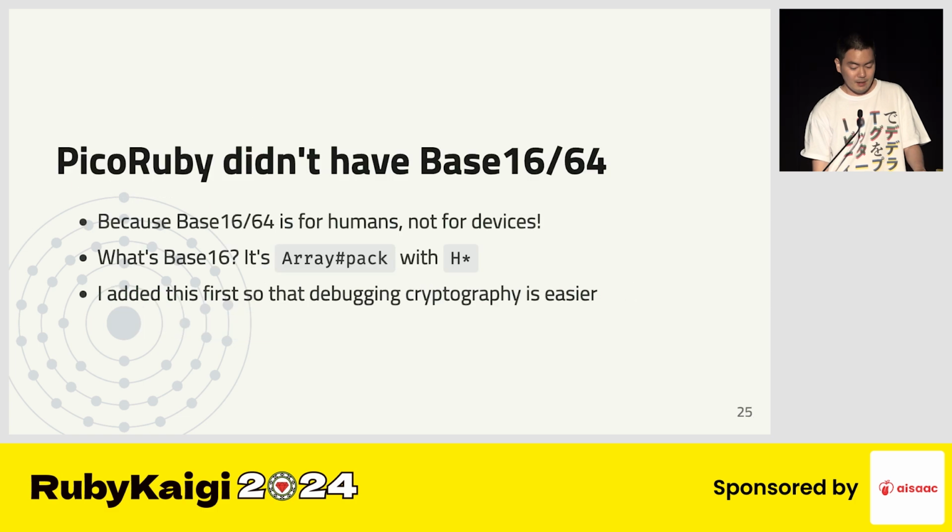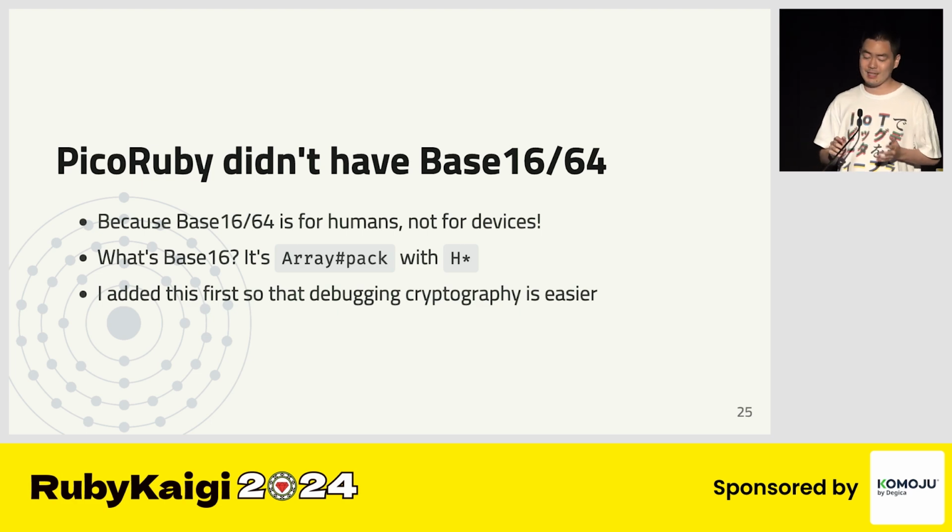r2p2/include/mbedtls.config.h. And then when developing cryptography, you want to be able to see the encrypted content, which is a binary string. So we use base 16 or base 64 to see through the binary. But PicoRuby didn't have them. Why? Because base 16 and base 64 are for humans, not for machines. We don't have enough space for human friendliness in the embedded world, so we didn't even have them. So I added this first so that debugging crypto is easier. The base 16 and 64 mrbgem is a simple example if you want to go into mrbgem development.